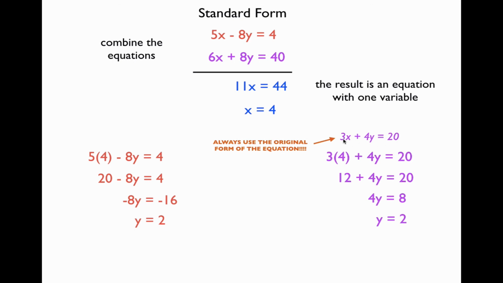So here's our original version before we multiplied by 2, 3x plus 4y equals 20. So I'm going to plug in x equals 4, and sure enough, I get out y equals 2. All right, so now I'm very, very sure that I have the right answer. I've proven that when x equals 4, y equals 2 in both functions.